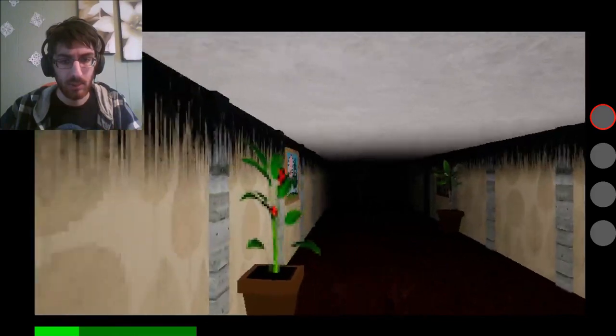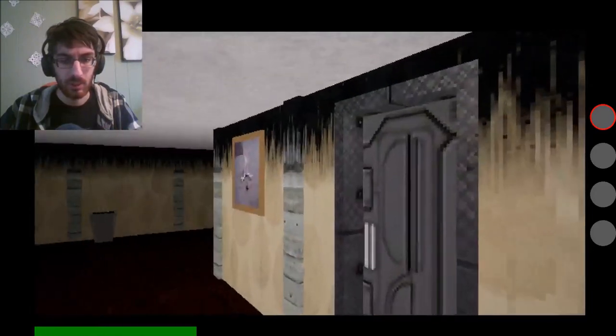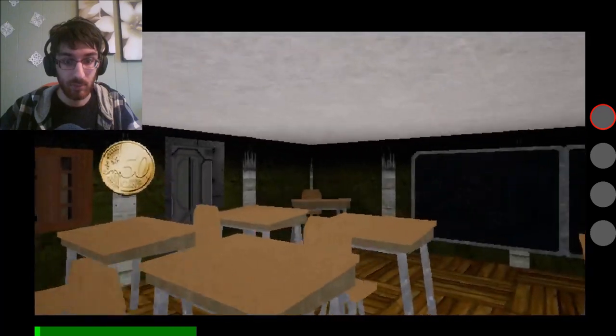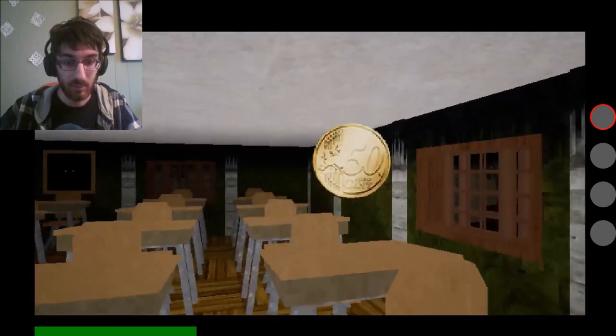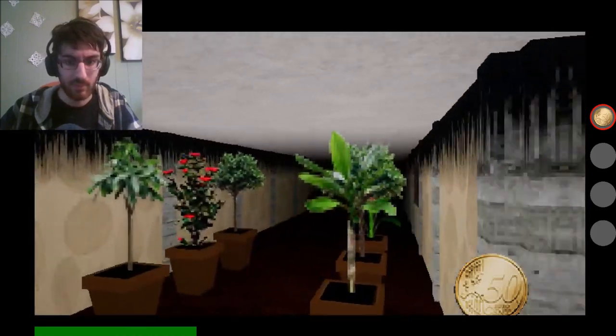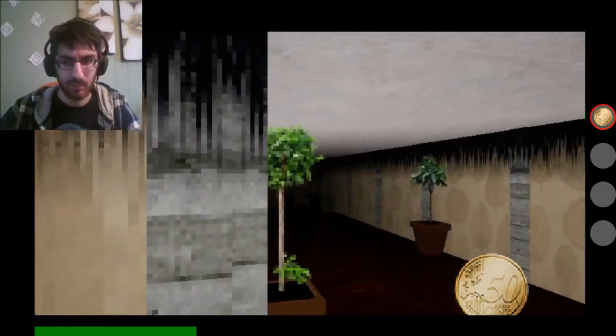Okay, what is down here? There's a room with a yellow thing. Well, let's take it. Yes. And what else are we doing?